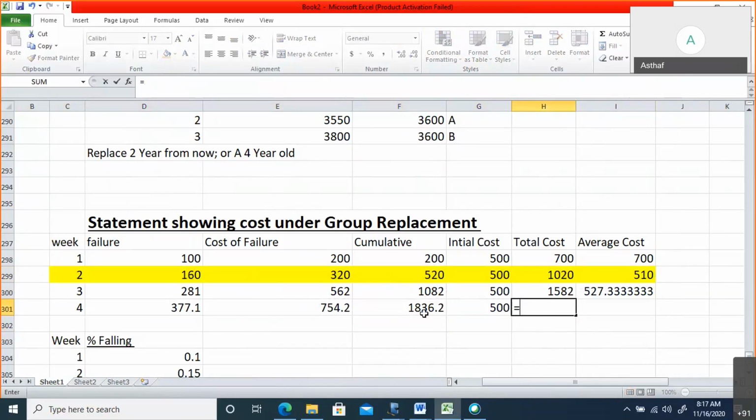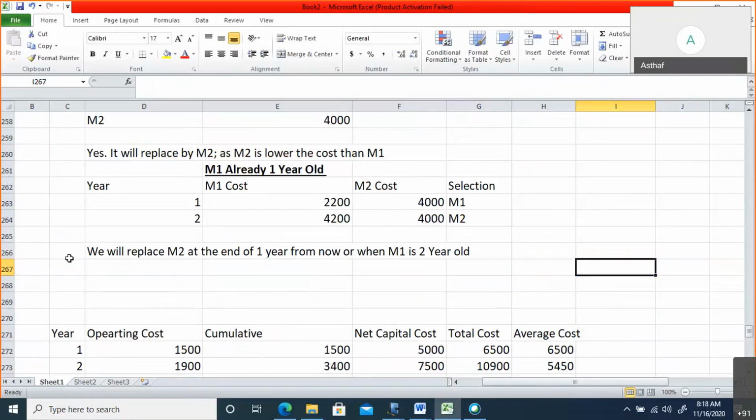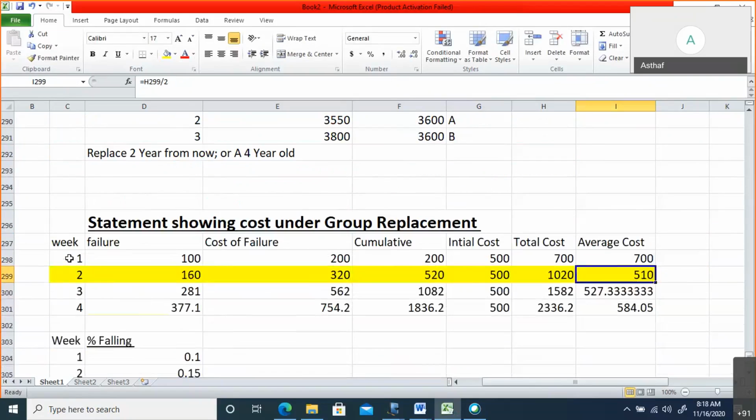Here if you take the total average, see it's getting increased. So group replacement is the best thing. For your benefit, very fast I will tell once again. See, this failure is only testing. See, these are all tables. If you fill this table, your answer is completed. The first one is week, the second one is failure.